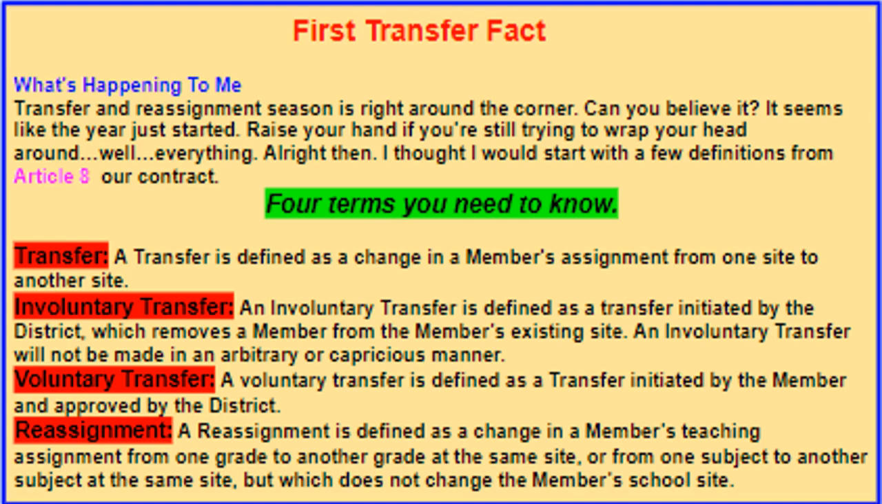And then we have involuntary transfers. An involuntary transfer is defined as a transfer initiated by the district, which removes a member from the member's existing site. An involuntary transfer will not be made in an arbitrary or capricious manner. So if I'm teaching third grade at Miller and they decide to downsize the number of third grade classes, I am the low man on the totem pole, the least seniority, so I'm displaced. There are no other vacancies at my site for me to transfer into, so I am forced to seek a vacancy somewhere else at a different site. I'll be considered an involuntary transfer.